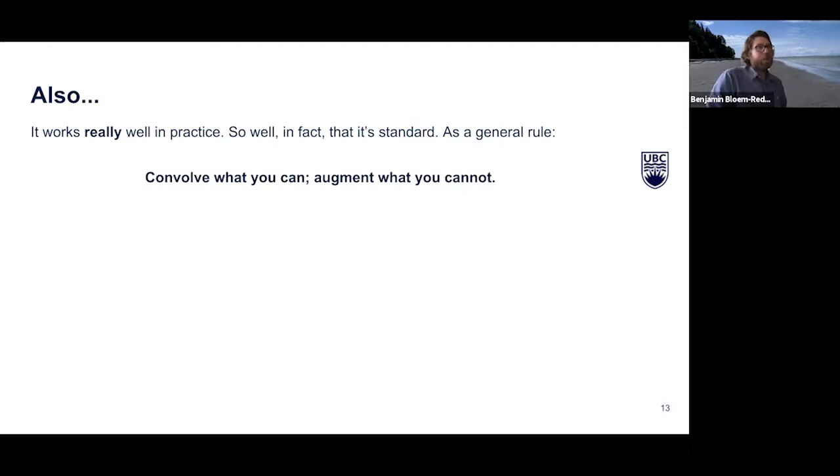One way I like to think about this, and statisticians in the audience might recognize something like this from George Box: as a general rule, convolve what you can and augment what you cannot. George Box said, block what you can, randomize what you cannot, in terms of experiments for causal inference. But in this case, if we know there's symmetry or invariance in our problem, or assuming that there is, a general rule is convolve what you can. So use a convolutional architecture when you can, and if you can't, then augment.